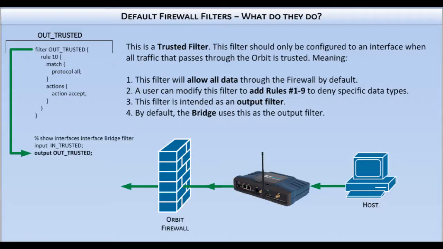Here is the out trusted filter. This filter should be used on interfaces connected on a local network. It will allow all data to pass through the firewall out of the ORBIT, but the user also has the ability to add specific deny rules that will block unwanted outgoing traffic. The ORBIT by default has this filter applied to the bridge interface.